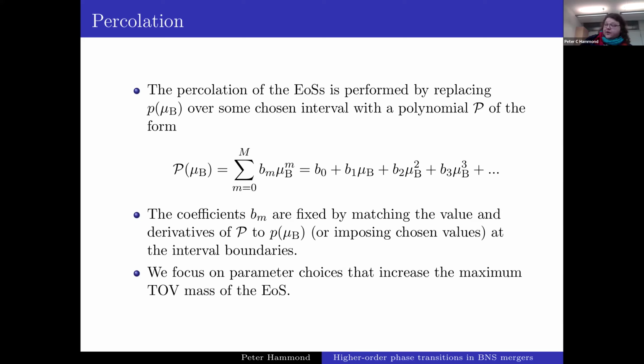We are also going to focus just on choices of these parameters B that give us a higher maximum TOV mass of the equation of state. Typically when you start to add quarks into neutron star equations of state, you end up with a lower maximal mass. So we wanted to make sure that we were keeping as much of this maximal mass as we could. All of the equations of state here give us at least a two solar mass TOV as the maximal mass, which is consistent with observations so far.